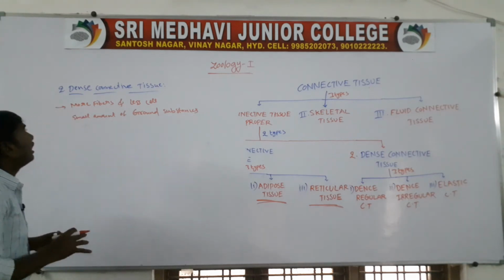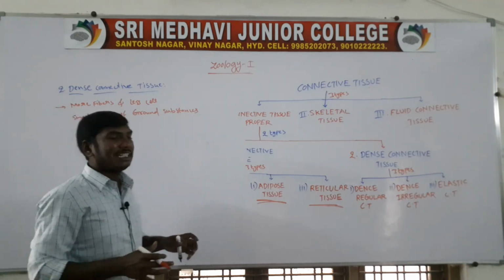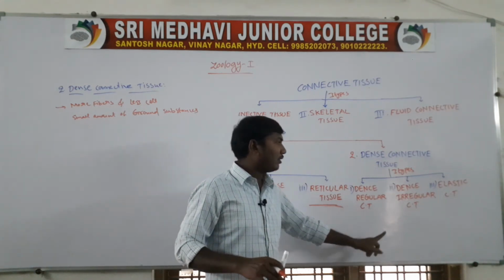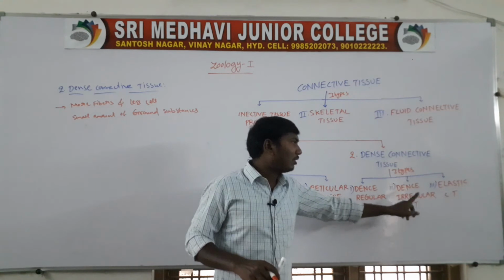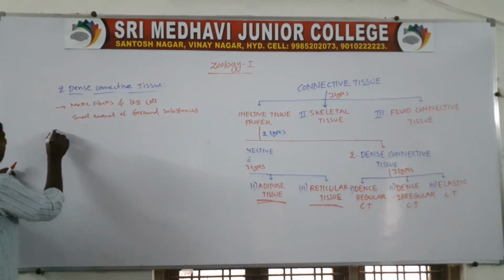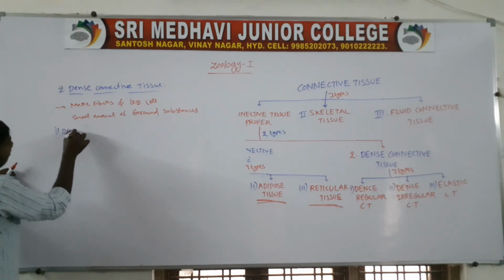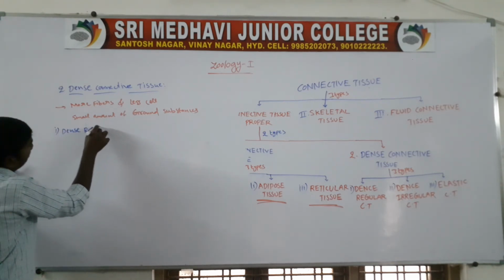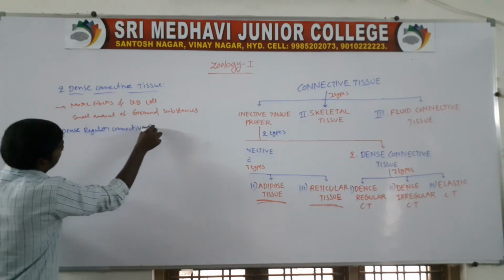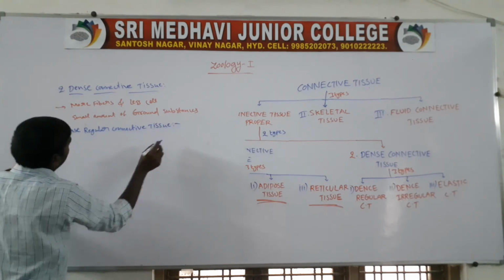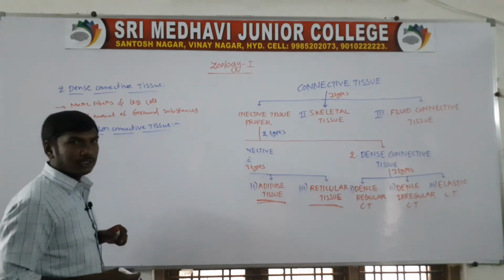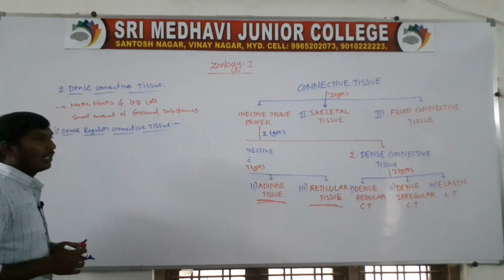Next, dense connective tissue is divided into three types. First, dense regular connective tissue. Second, dense irregular connective tissue. Third, elastic connective tissue. First one, dense regular connective tissue.